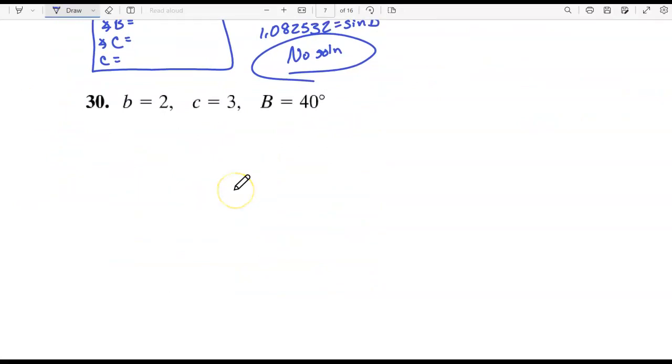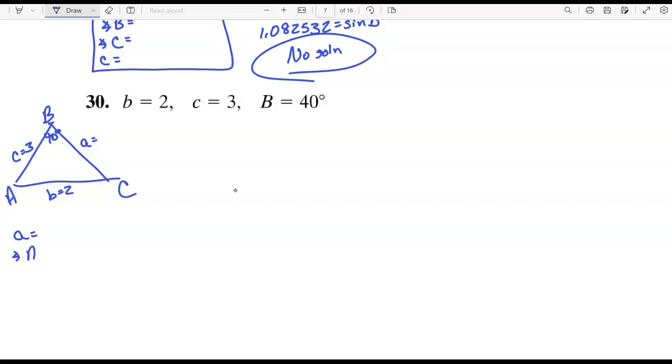Let's look at B. So you're going to want to take a minute, draw a picture of what's going on. So here's A, B, and C. B is 40 degrees. Side B is 2. Side C is 3. So missing information, side A, angle C. So let's set up what we know. We're going to do sine of 40 over 2 equals sine of C over 3. That's where we're going to start.